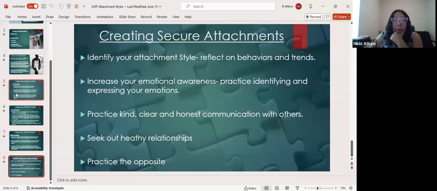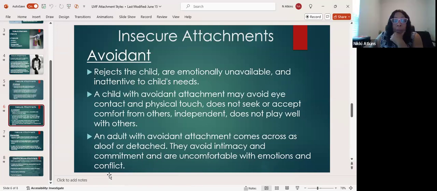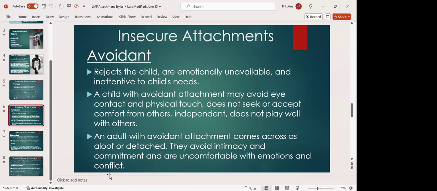I was thinking, can you actually share? I don't know if you can or not, because I know you were having trouble with the slides. Are you able to share the insecure slide if possible? I'll definitely try. I was trying to memorize some of them. Rejects the child, or emotionally unavailable. You can see it? Yeah, I can see it. I'm just reading it.